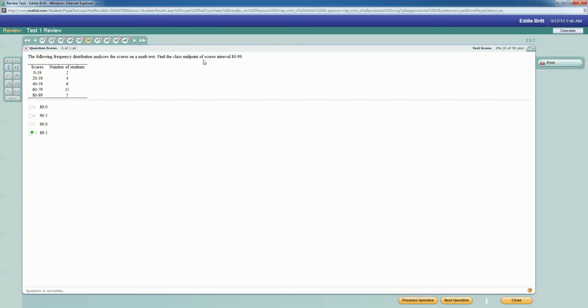Find the class midpoint. So class midpoint, you'll say 80 plus 99 and divide by 2. 89.5.